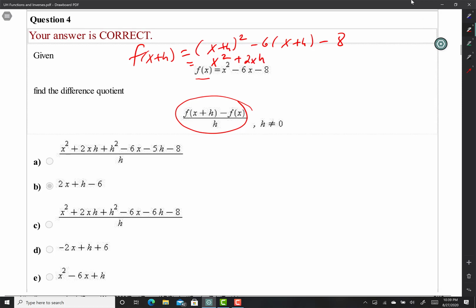I'm sorry, guys. Let me just turn off my phone here. There we go. It won't ring anymore. Well, I mean, it will, but it's on silent mode.